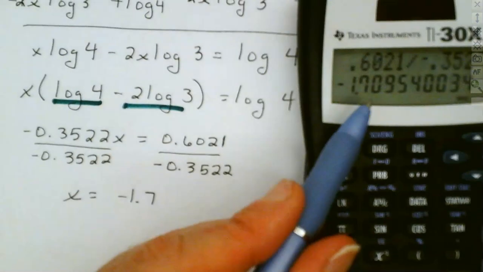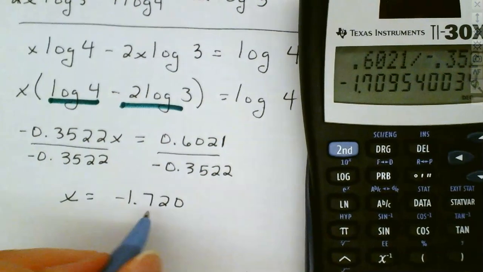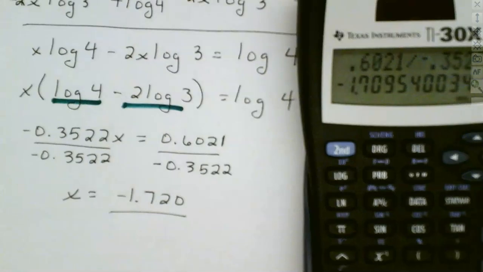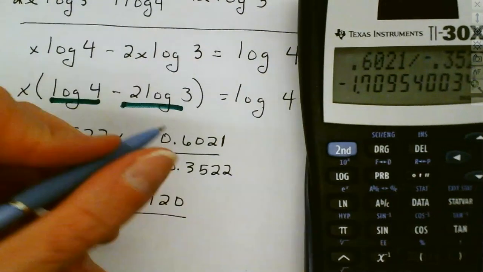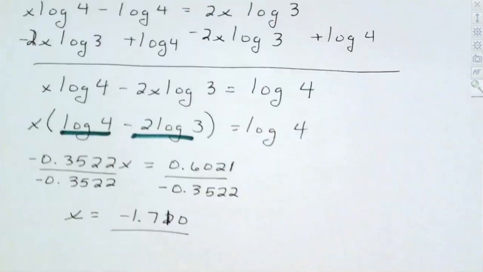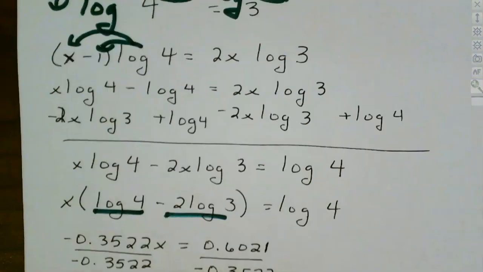Let's see here. It looks like if I round, close enough, because that would round out, and that would give you minus 1.72. Oh, wait, did I make a mistake? Oh, it should be 7-1, shouldn't it? Yeah, my mistake. It should be 7-1. Sorry about that. I just wrote it down. It should be minus 0.71.